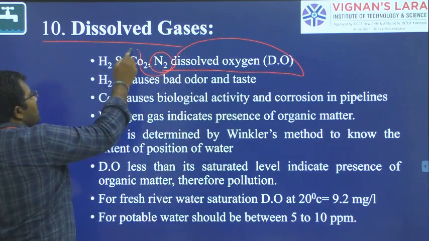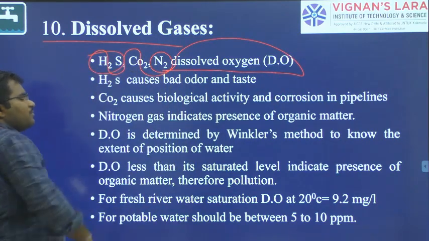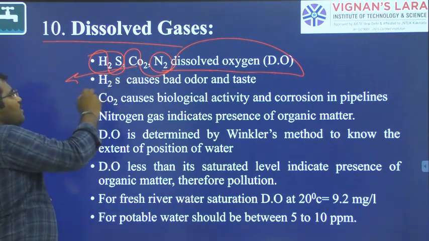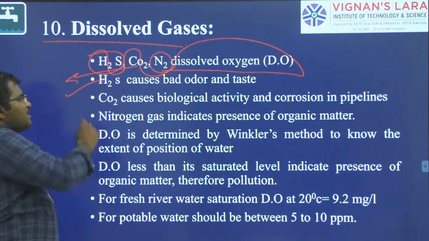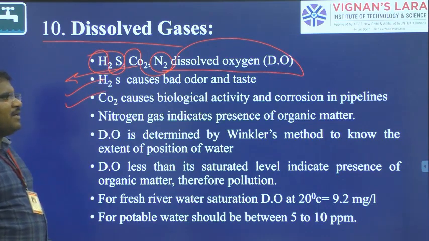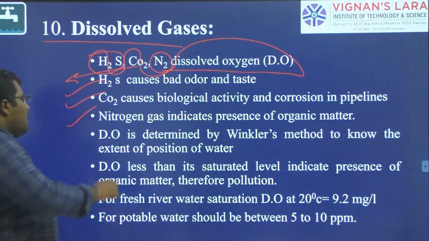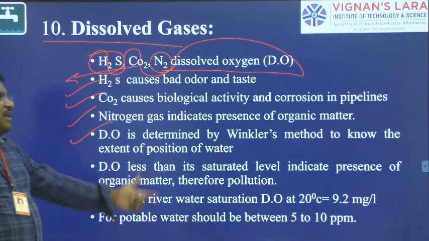Okay, so nitrogen will be there, carbon dioxide, and hydrogen sulfide will be there. These two cause bad odors. H2S causes bad odor and taste. CO2 causes high biological activity and corrosion in the pipeline. Nitrogen gas indicates the presence of organic matter, and DO is determined by the Winkler's method.